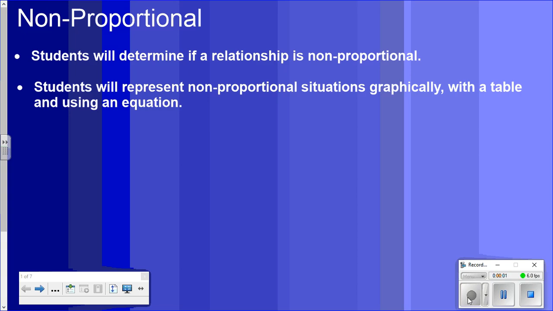In this lesson, we'll be looking at non-proportional relationships. By the end of the lesson, you should be able to determine if a relationship is non-proportional and then represent non-proportional situations graphically with a table and using an equation.